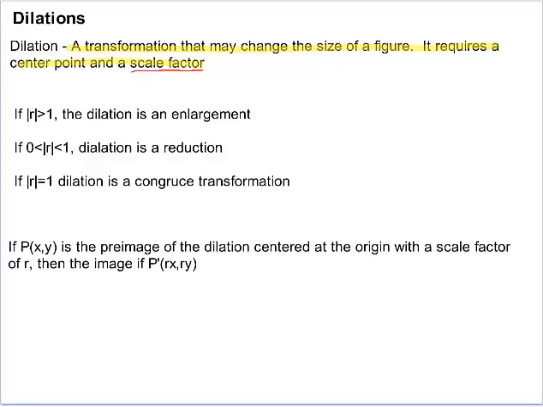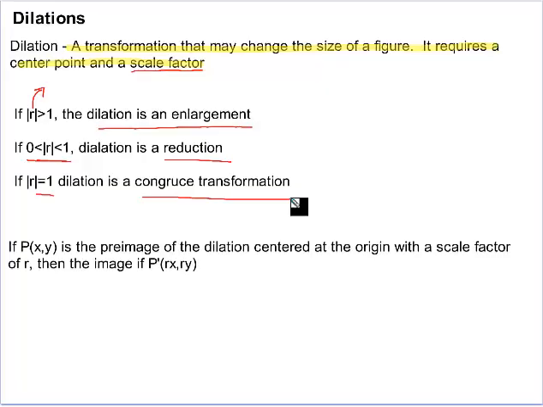So first off, r is what we indicate our scale factor as. If the absolute value of r is greater than 1, the dilation is an enlargement. So that means we're getting bigger. If the absolute value of r is between 0 and 1, it's a reduction. So it gets smaller. And if the absolute value of r is equal to 1, it's a congruence transformation. So it actually does not change size. It could be in the same position or it might be flipped.